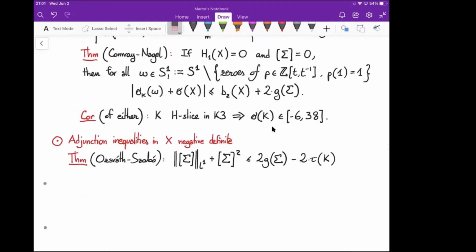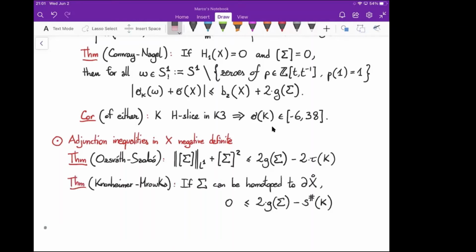So one is from Ozsváth and Szabó. You get that the L1 norm of the class of sigma plus sigma squared is bounded by 2g of sigma minus 2 tau of K. And here tau is an invariant from Heegaard Floer homology. There is also an instanton analog of that by Kronheimer and Mrowka. There is an extra technical condition.